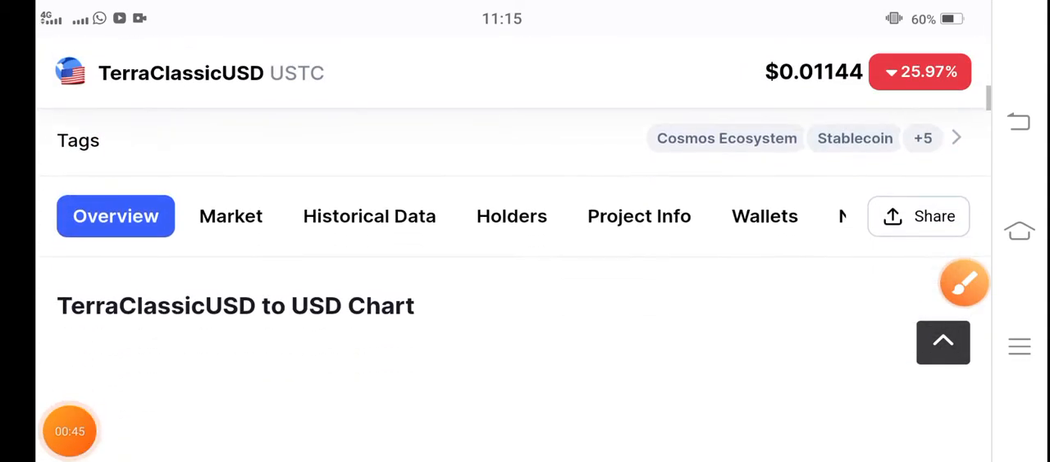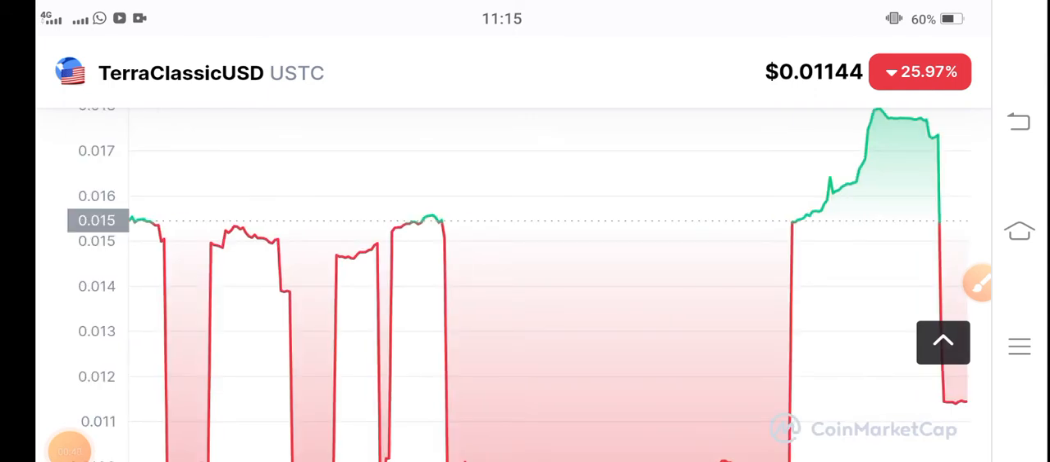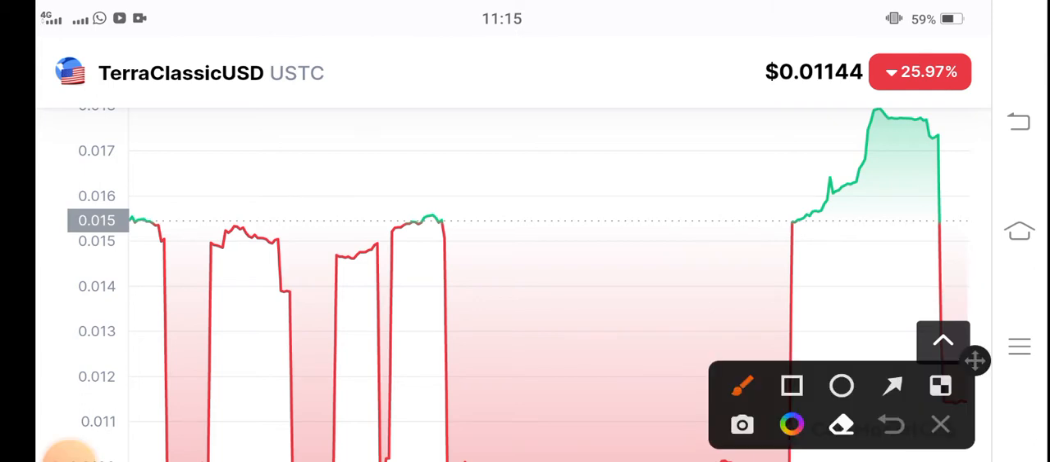So now I recommend to my audience that please take benefit of this dump. Due to this dump, the price of TerraClassic USD is very cheap, and you can see it is the best time to trade for a short time. Just buy now at this point and sell at a high price. Now it's going to be a quick pump, guys.